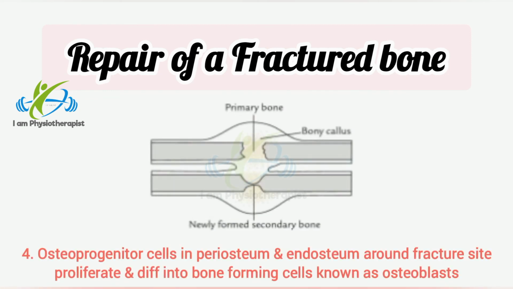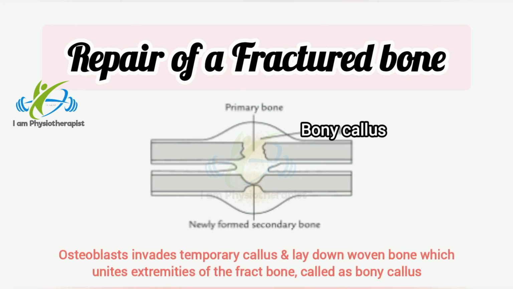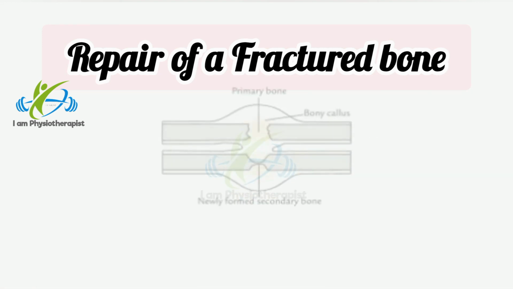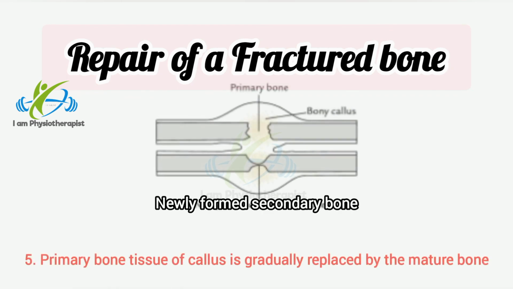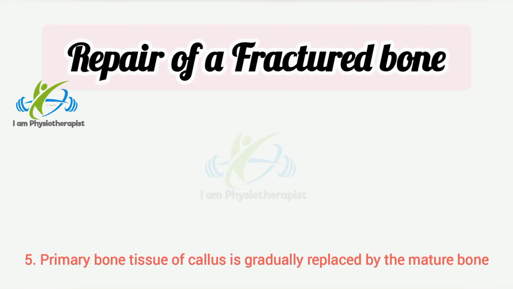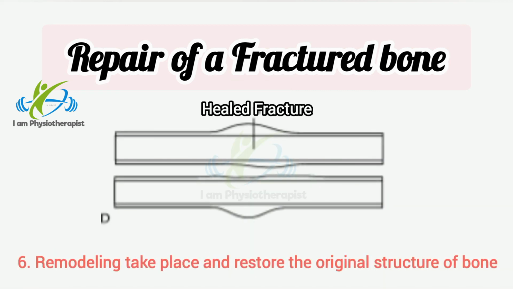The osteoprogenitor cells in the periosteum and endosteum around the fracture site proliferate and differentiate into bone-forming cells known as osteoblasts, which invade the temporary callus and lay down the woven bone, which unites the extremities of the fractured bone. It is called bony callus. The primary bone tissue of the callus is gradually replaced by the mature bone. Remodeling takes place and restores the original structure of the bone.